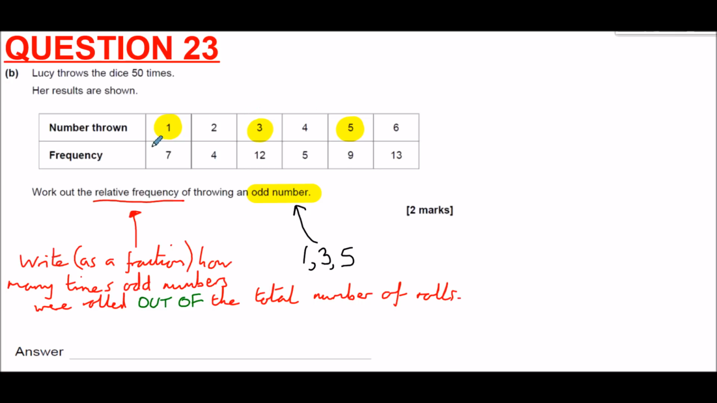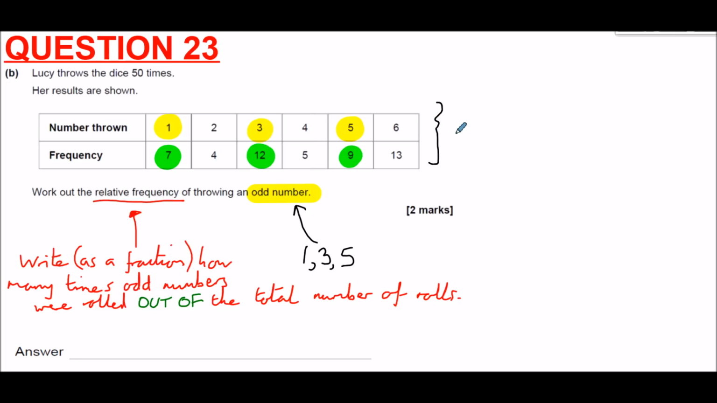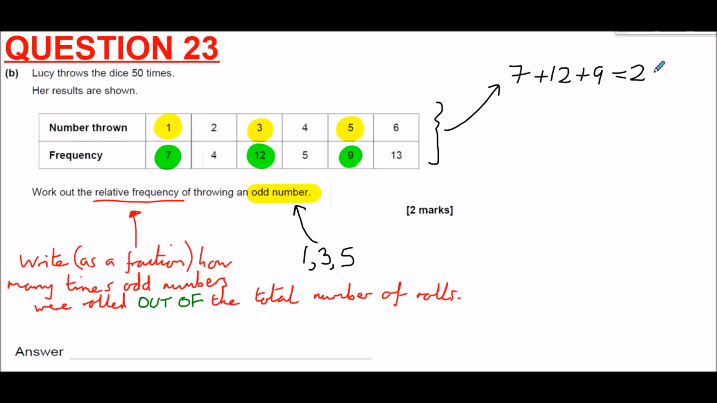And so the odd numbers, how many times were odd numbers rolled? Well, 1 was rolled 7 times, a 3 was rolled 12 times, and she rolled a 5 9 times. And so from this table of values, that's 7 plus 12 plus 9. So it's a total of 28. 28 odd numbers were rolled.